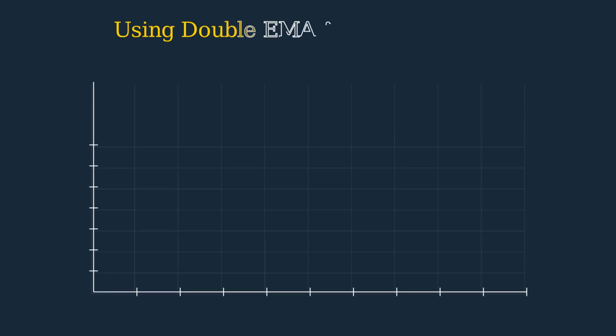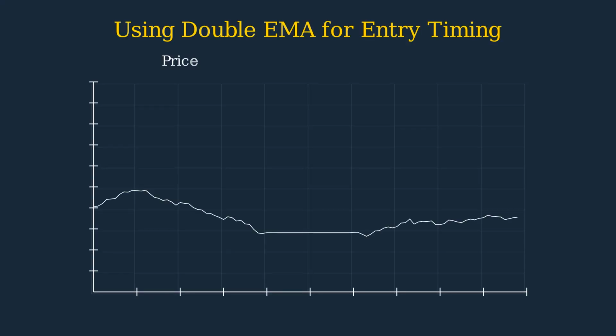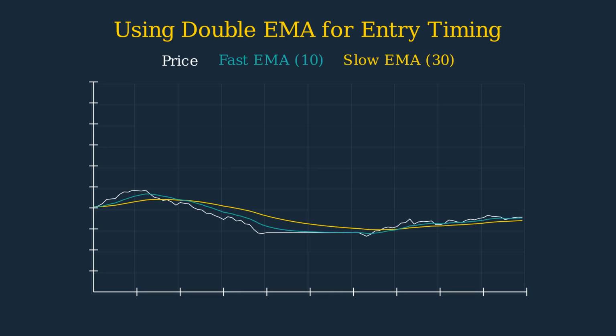The double EMA strategy can help optimize entry timing, not just identify trend direction. Most traders are familiar with using EMA crossovers as entry signals, where the fast EMA crosses above the slow EMA for bullish entries. Here we can see a bullish crossover, where the fast EMA crosses above the slow EMA, signaling a potential uptrend. While many traders enter immediately at the crossover, a more optimized approach is to wait for a pullback to the slower EMA before entering a position.